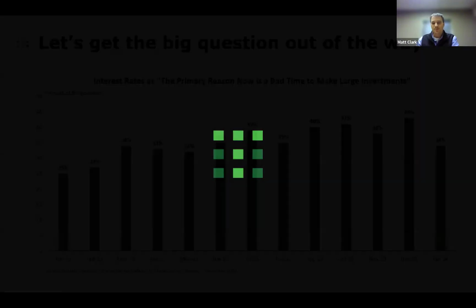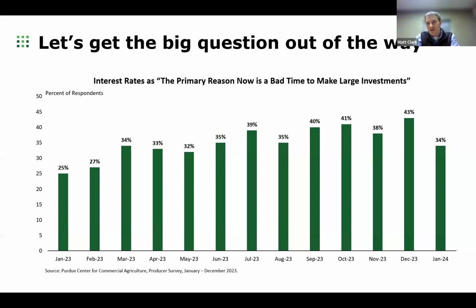We'll get going. I always think when we have events like this, we're talking interest rates and it's sensitive, it's best just to get the big question out of the way. So this slide is a way of acknowledging the impact that interest rates have had on agriculture. This is a question that the Purdue Center for Commercial Agriculture's producer survey, also known as the Ag Barometer, asks: is now a good time or a bad time to make large purchases like equipment or land? And if it's a bad time, why? Interest rates have unsurprisingly been one of the top reasons why now has been a bad time, and it's been a growing reason for the most part for the last several months inside their survey.